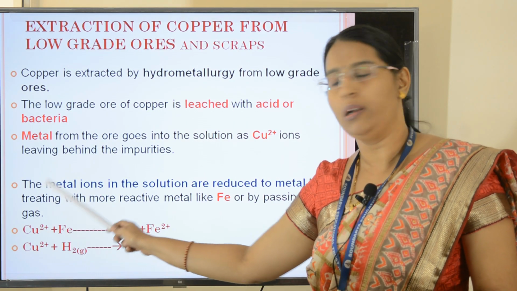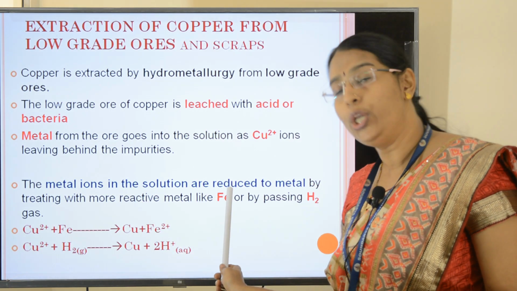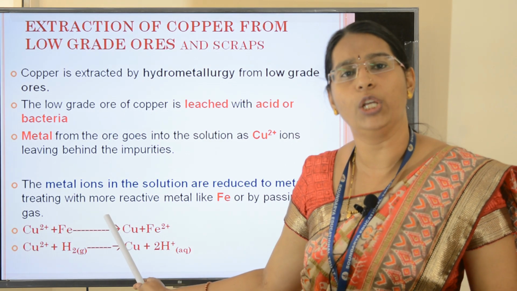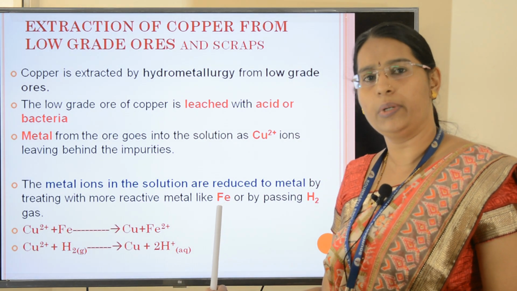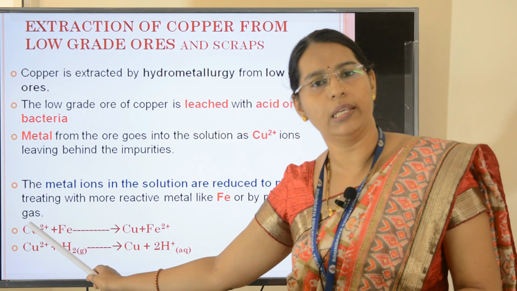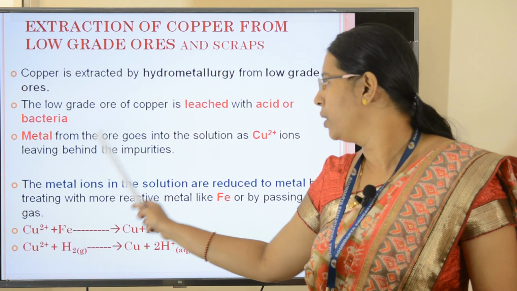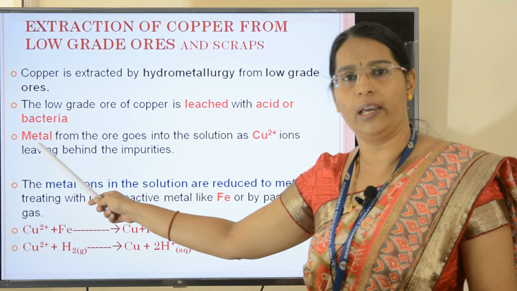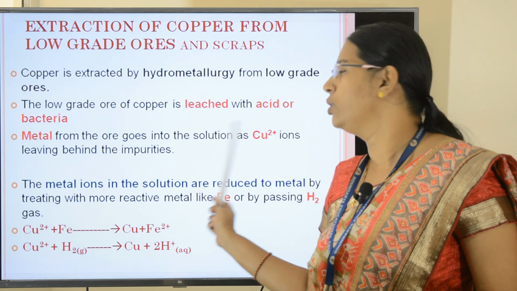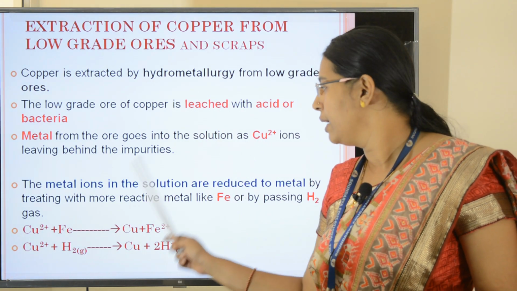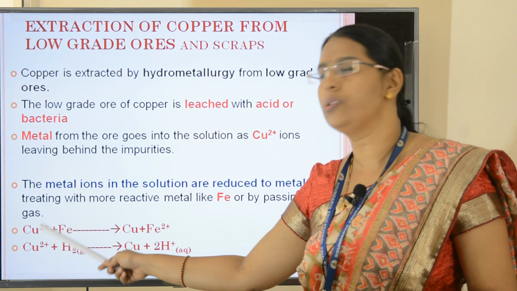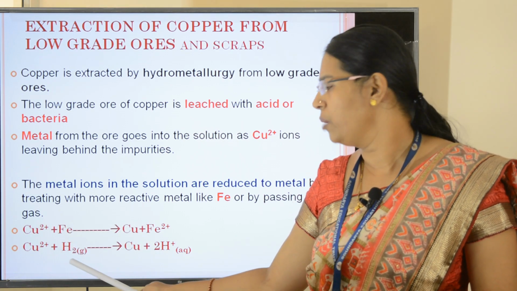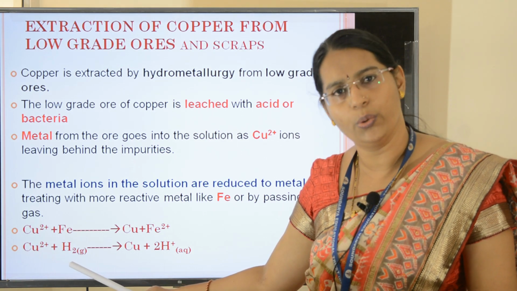The metal ion in the solution is then reduced into metal by treating it with some more reactive metal like iron, or sometimes by passing hydrogen gas. So in the first step, the metal is leached with sulfuric acid or bacteria. At that time the metal goes into the solution as cupric ions. In the second step, it is reduced into the metal by using a reducing agent like iron, or sometimes hydrogen can be used as a reducing agent.